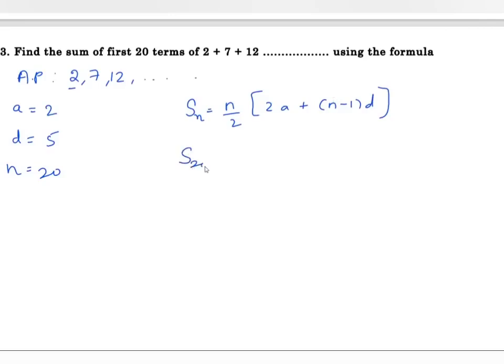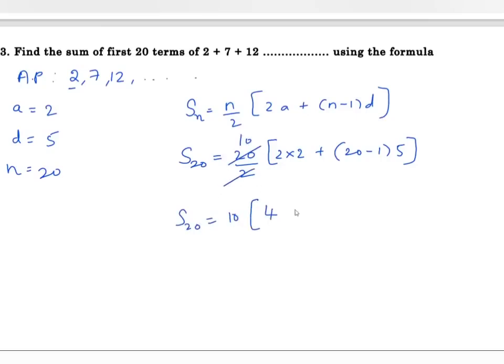Now S20, that is the sum of 20 terms, equals 20 by 2, that is n by 2 is 20 by 2. 2 times a is what? 2, plus 20 minus 1, that is n minus 1 is 20 minus 1, d is what? 5. Yes, 20 by 2, 2 10s are 20. We get 10 into 2 into 2 is 4 plus 20 minus 1 is 19 into 5.